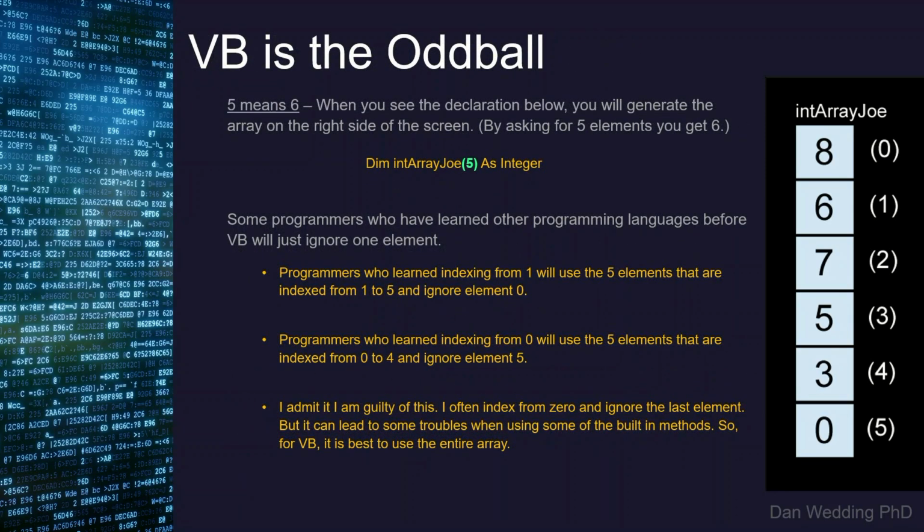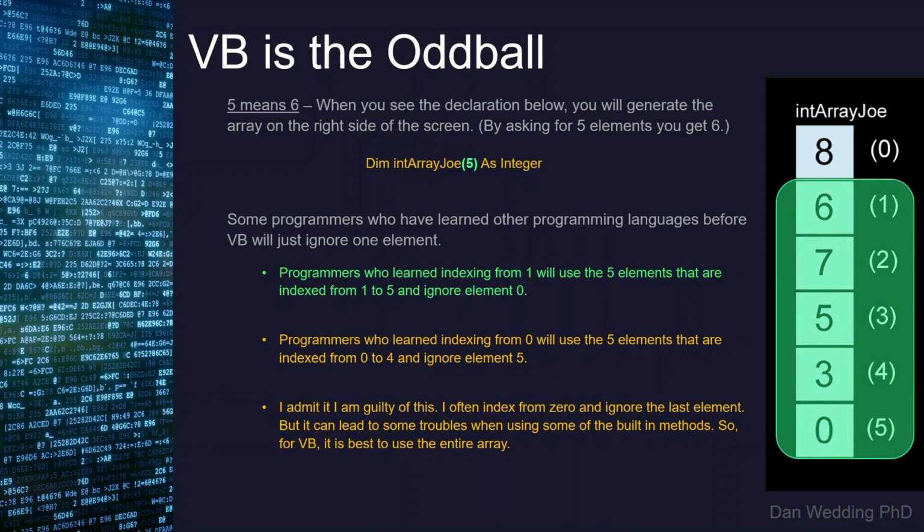When you see the declaration below, you will generate the array on the right side of the screen. Some programmers who have learned other programming languages before VB will just ignore one element. Programmers who learned indexing from 1 will use 5 elements that are indexed from 1 to 5 and ignore element 0.